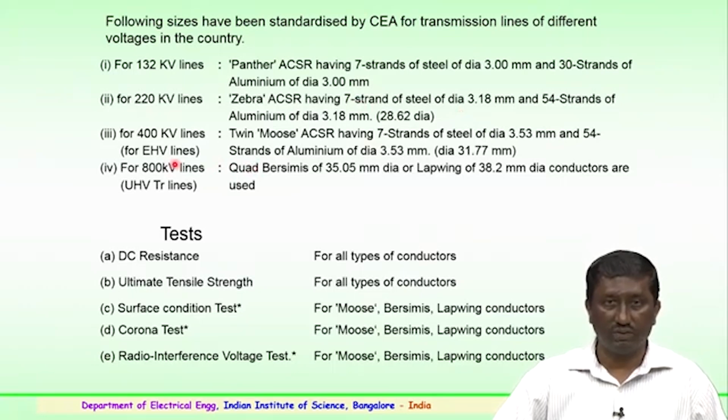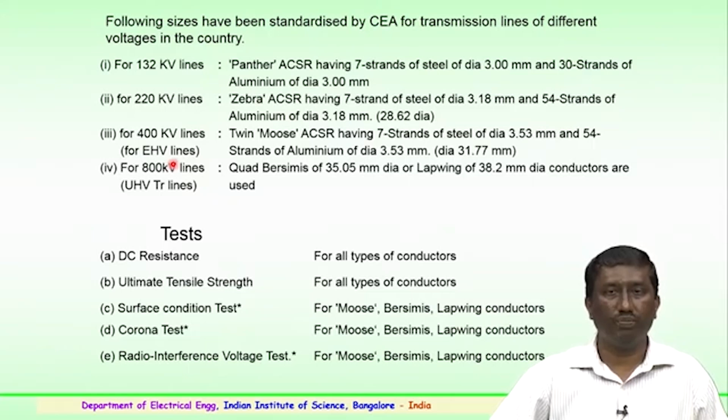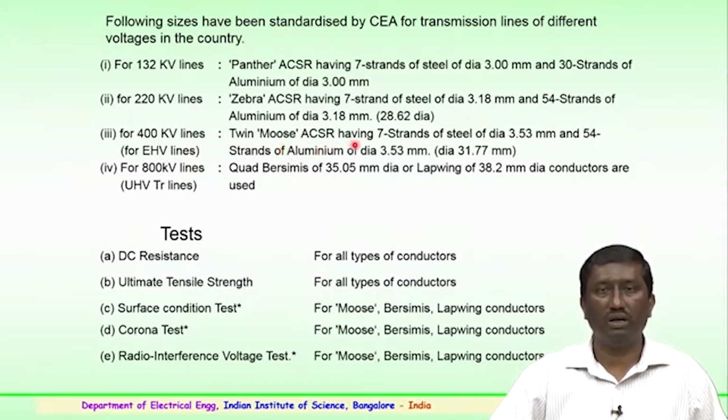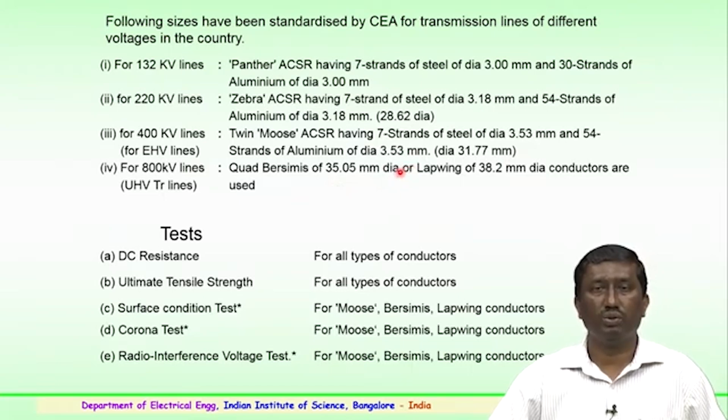For 400 kV, that is for the extra high voltage transmission system, normally a twin Moose is used; Moose is the name of the conductor. Twin means 2 bundled conductors. It is an aluminum conductor steel reinforced having 7 strands of steel of dia 3.53 mm and 54 strands of aluminum of dia 3.53 mm. The overall dia of the Moose conductor is 31.77 mm.